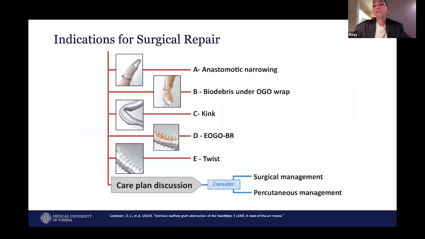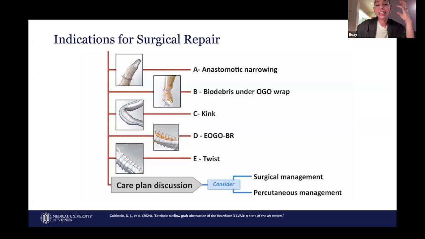So what are the indications for surgical repair? There is a really wide spectrum of indications. We have anastomotic narrowing, we have biodebris under the OGO wrap, and we have kinking if the outflow graft is too long. But what we have in most of the cases in the HeartMate 3, as already mentioned earlier, is outflow graft stenosis in the bend relief. And then, of course, we have the twist, which, as we also already heard, has been resolved by the new design of the HeartMate 3 pump.